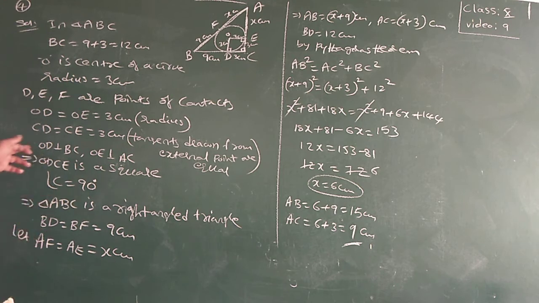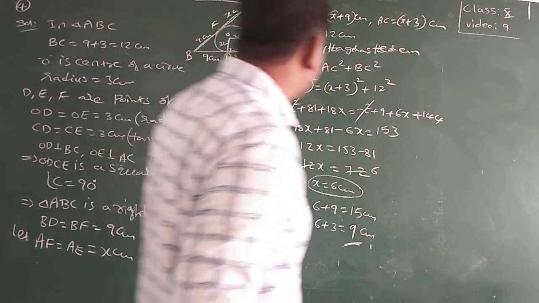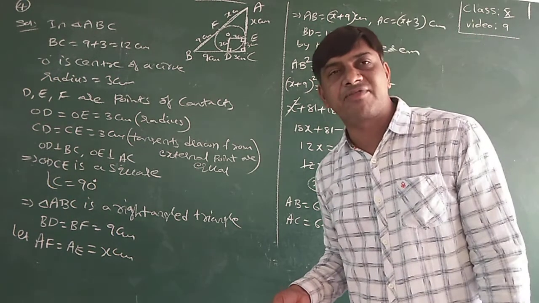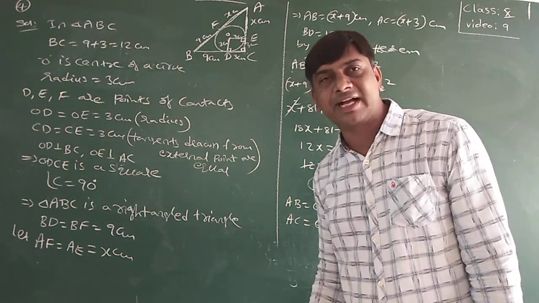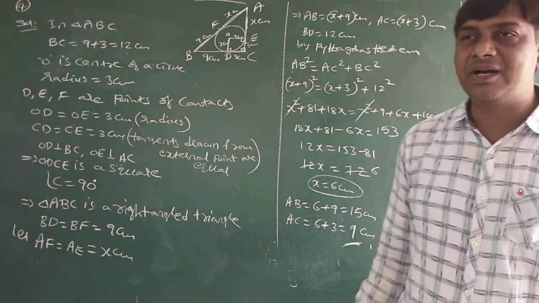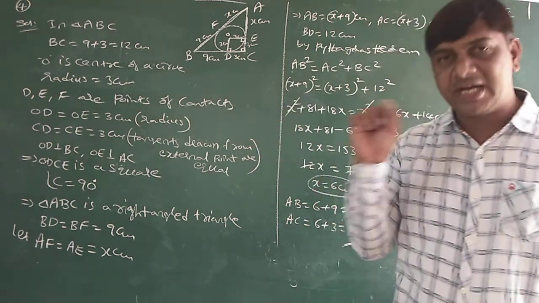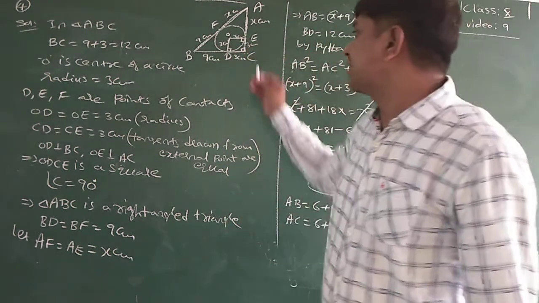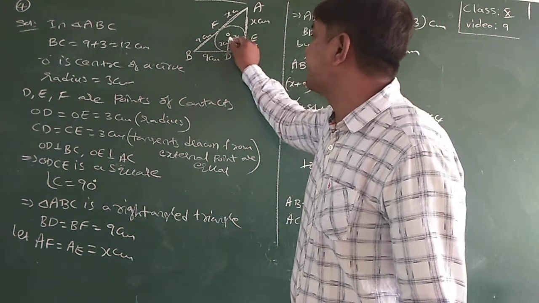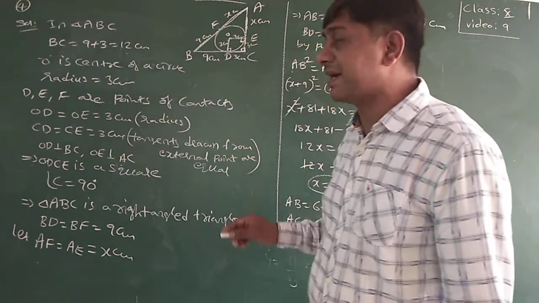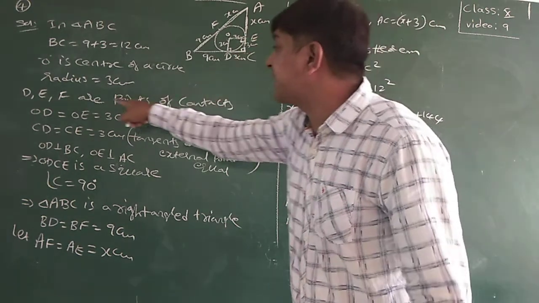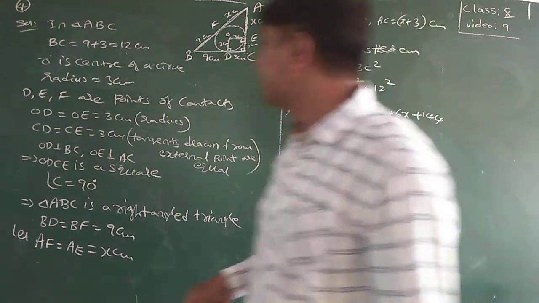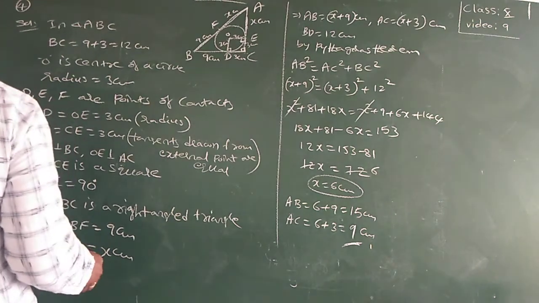Okay, OD is perpendicular to BC and OE is perpendicular to AC, because a radius drawn from the center to the point of contact is perpendicular to the tangent at the point of contact. So OD is perpendicular to BC, OE is perpendicular to AC. So this angle is 90 degrees, this angle is 90 degrees. This is 3 centimeters. Already the DC length is 3 centimeters, they have given.